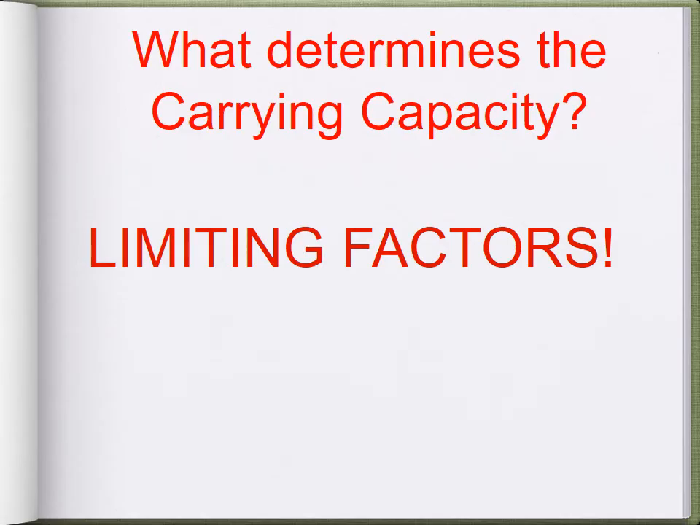So what determines the carrying capacity? Limiting factors. And don't forget, you only need to hit one limiting factor. Whichever one you hit first will stop that growth from being exponential and turn it into logistical. The J curve will become an S curve.